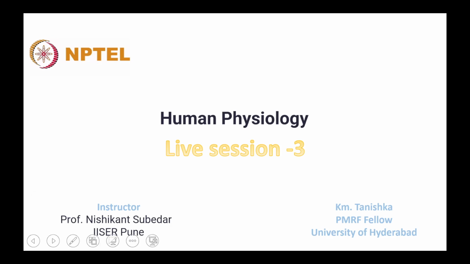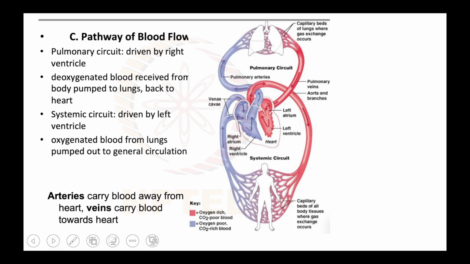In this Human Physiology course, in the last class we studied blood circulation from the heart to the lungs and its circuits, the pulmonary circuit and the systemic circuit, and how the heart contracts and goes into diastole and systole. We studied the rhythms, and how the action potential is generated in the heart muscles.